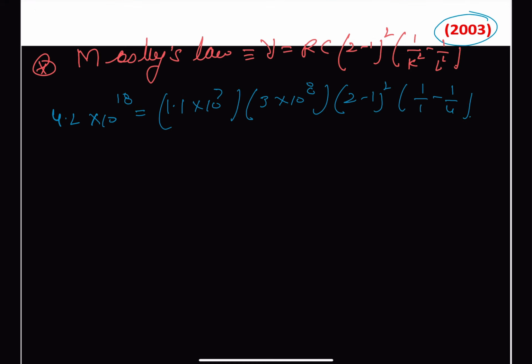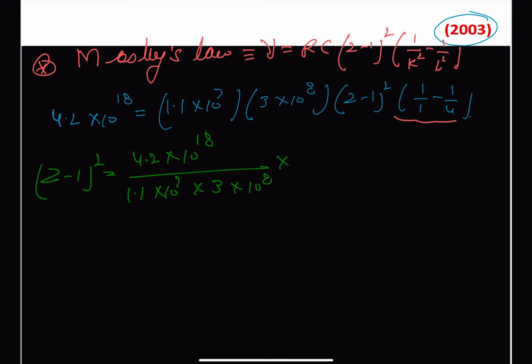So we can just sort it out straightforwardly, and this will be equal to 3 by 4. So we get (Z minus 1) whole squared will be equal to 4.2 into 10 to the power 18, divided by 1.1 into 10 to the power 7 into 3 into 10 to the power 8, multiplied by 4 and divided by 3.